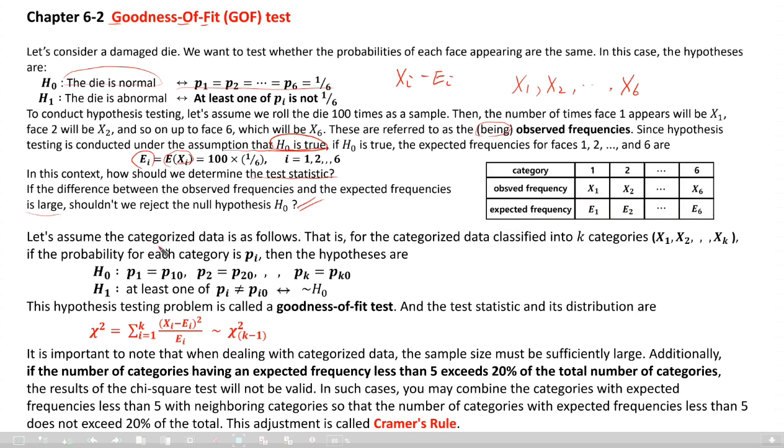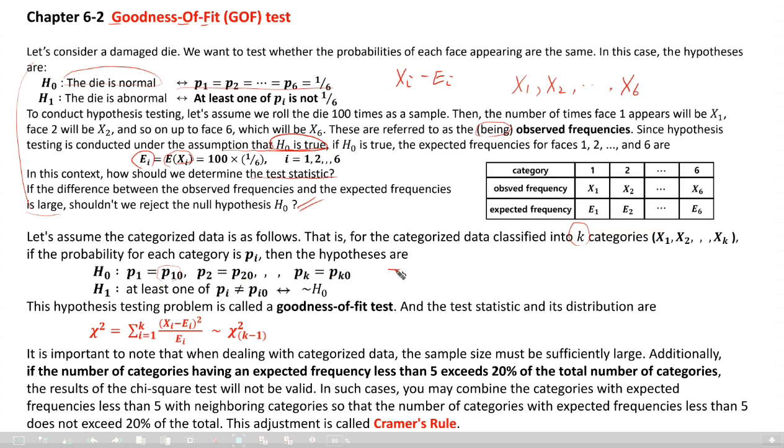Let's assume the categorized data is as follows in general. That is, for categorized data classified into k categories, X1, X2, up to Xk. If the probability for each category is pi, then the hypotheses, this is a simple example, are: H0 is p1 equal to p10, where subscript 0 means a given value, p2 equal to p20, up to pk equal to pk0.